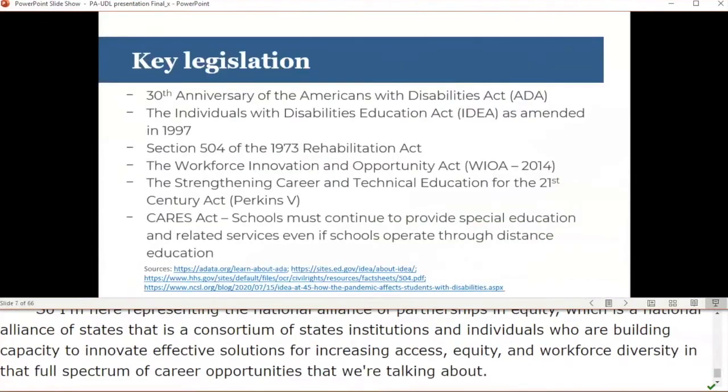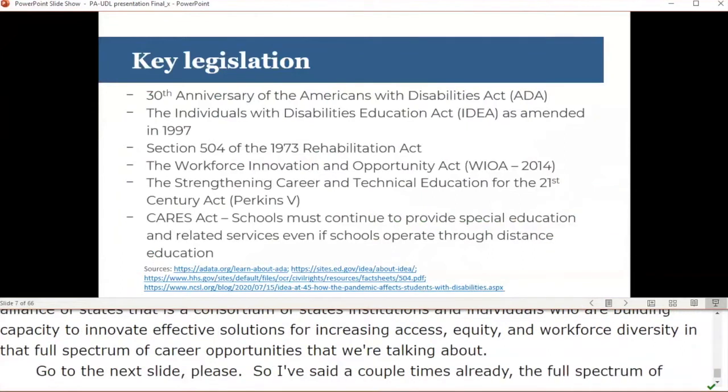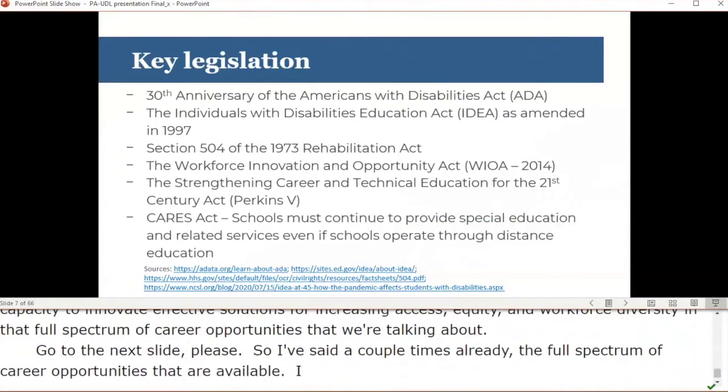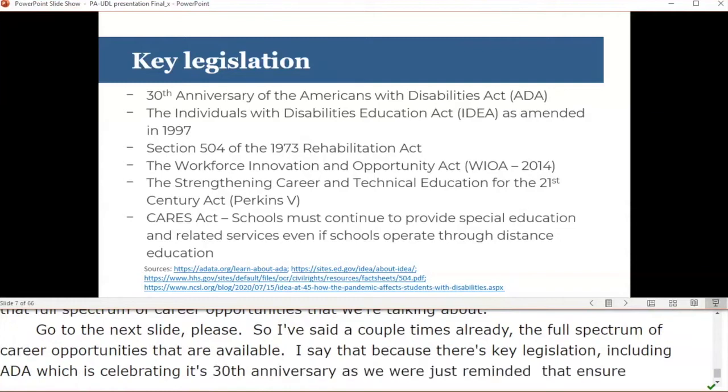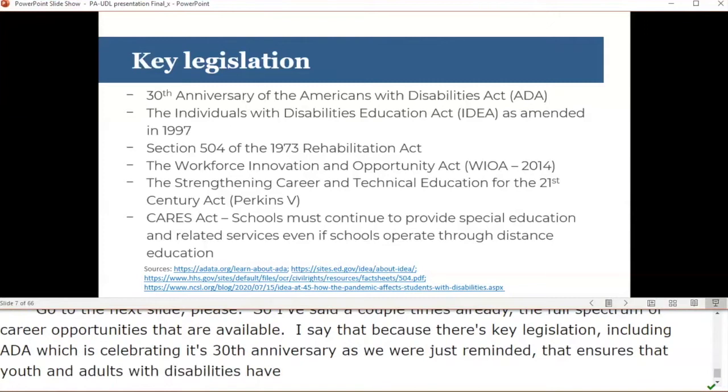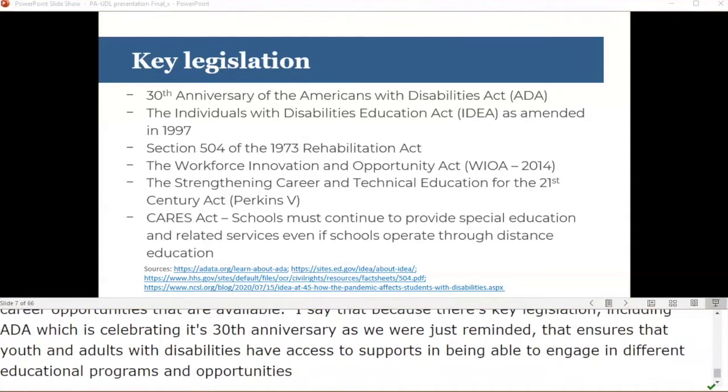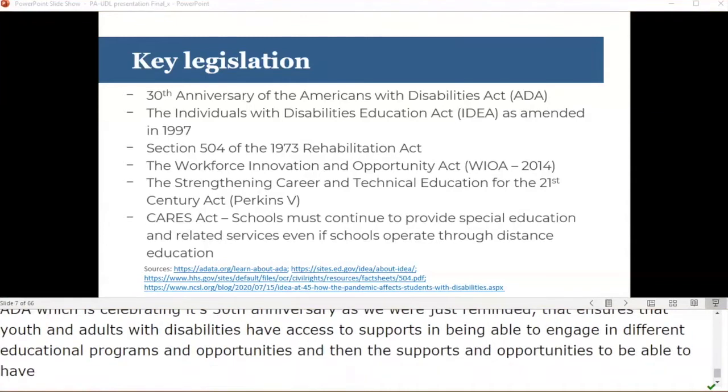So I've said a couple times already, the full spectrum of career opportunities that are available. And I say that because there's key legislation, including ADA, which is celebrating its 30th anniversary, as we were just reminded, that ensures that youth and adults with disabilities have access to supports in being able to engage in different educational programs and opportunities, and then the supports and opportunities to be able to have work-based learning experiences that are meaningful and prepare them for that full spectrum of career choices.